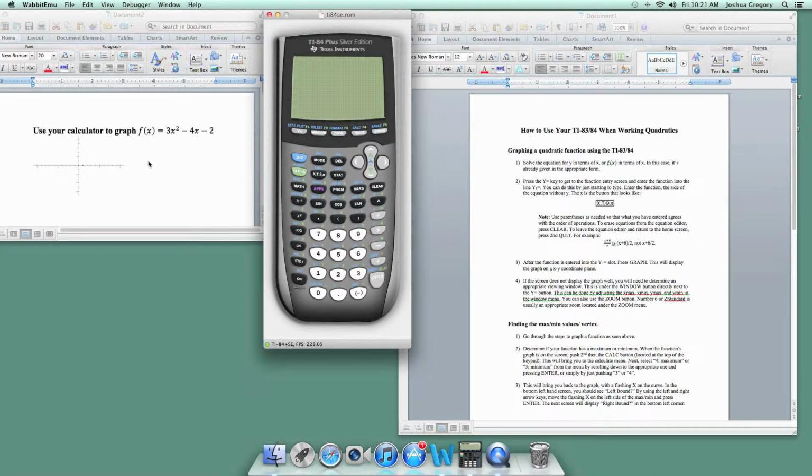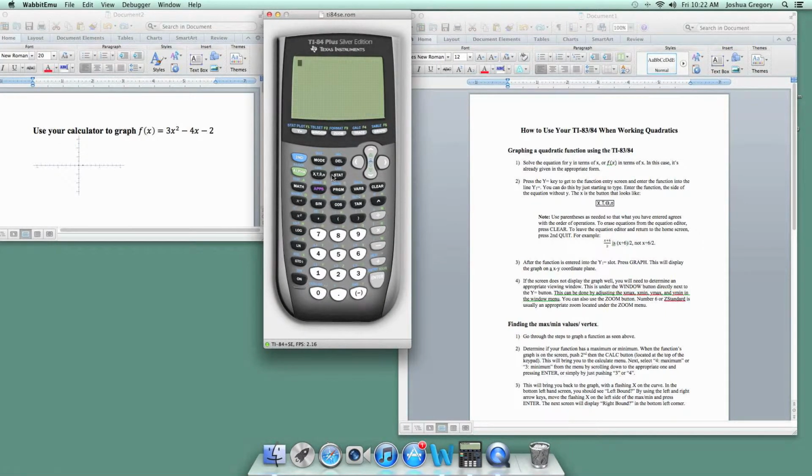So the first thing I want to do is graph the quadratic 3x squared minus 4x minus 2. So let's begin by just turning our calculator on. You do that by going to the bottom left corner. There is an on button. Push that on button. You should get to a blank screen with a flashing rectangle. If it's not and there's some math stuff in there, just push clear and it'll clear it up.